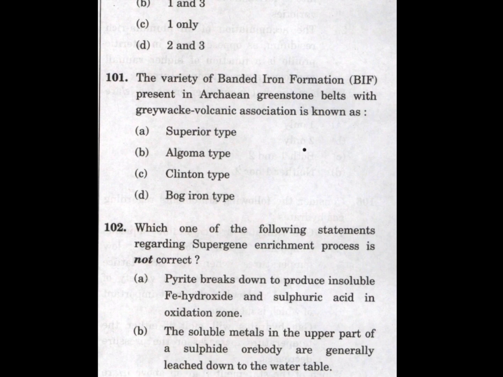Here, the question says the banded iron formation present in Archean greenstone belt with graywacke and volcanic association. So here the answer is B, Algoma type. The Algoma type is typically associated with volcanic and graywacke sequences in greenstone belts and believed to have formed in relatively shallow marine environments.